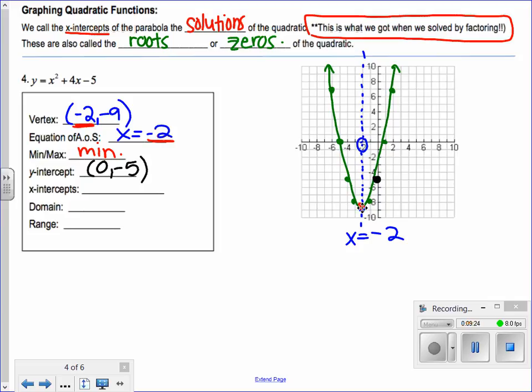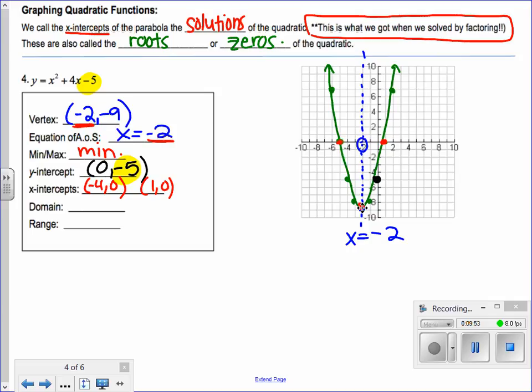Now, here's one thing you might notice too, or you might remember from class. This negative 5 for the y-intercept is the constant in the equation. That's your y-intercept. Now, the x-intercepts are where we cross the x-axis. Those look like they happen at negative 4 and positive 1. So the points negative 4, 0 and 1, 0 are your x-intercepts.